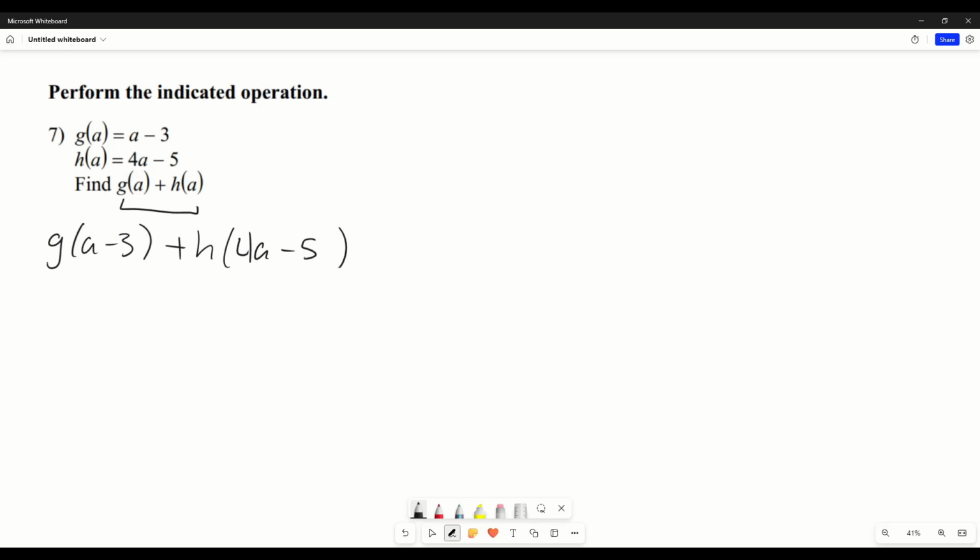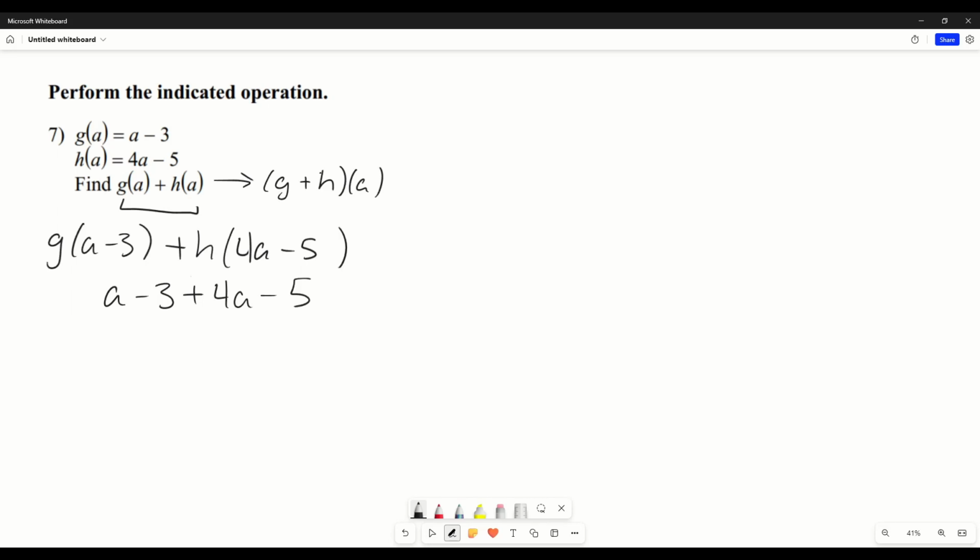When we're adding this, one thing to point out is that this could be rewritten as g plus h of a. If you know what each is, we just add these two together. So let's combine them: a minus 3 plus 4a minus 5.